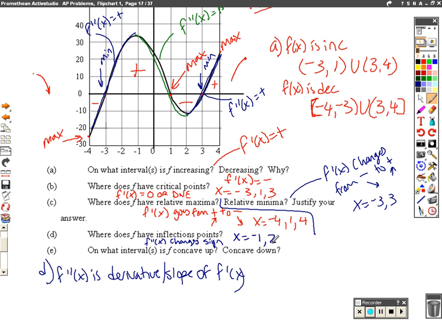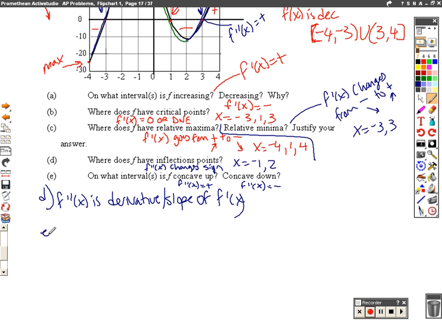What intervals is the function concave up, concave down? Well, we've already kind of answered that question. Concave up means f double prime is positive. Concave down, f double prime is negative.